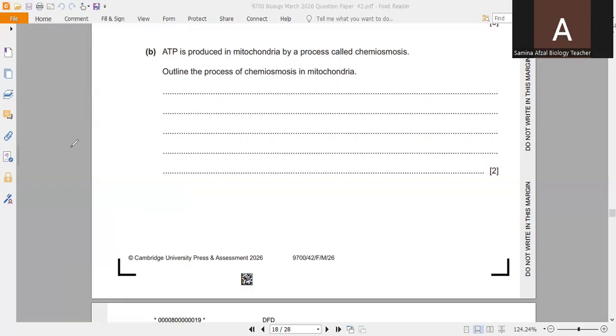Then, diffusion through ATP synthase: protons diffuse down their electrochemical gradient back into the matrix through ATP synthase channels. For ATP synthesis, the flow of protons through ATP synthase provides the energy to phosphorylate ADP and inorganic phosphate to form ATP. It was a little bit in detail, but these are the four outlines.